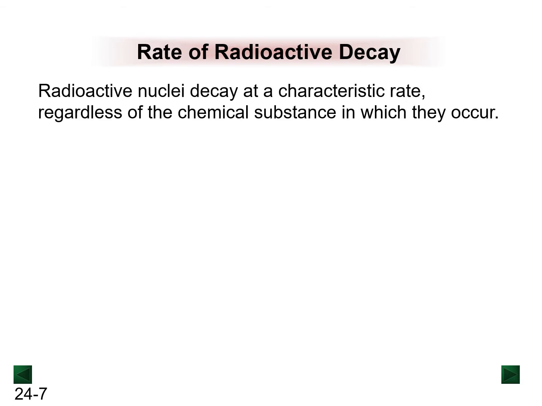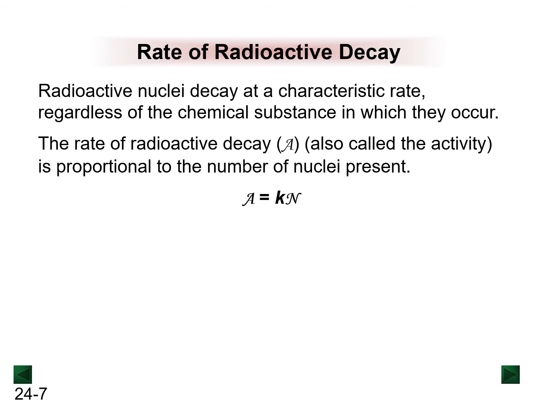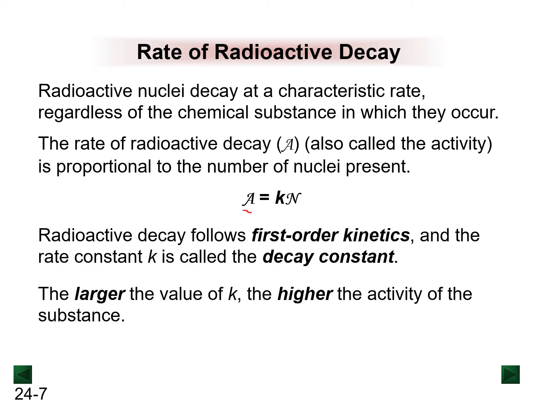Okay, the rate of radioactive decay can also be called the activity, and it is proportional to the number of nuclei present, and it follows first order kinetics. And k here represents the decay constant. The larger the value of k, the higher the activity of the substance following first order kinetics.